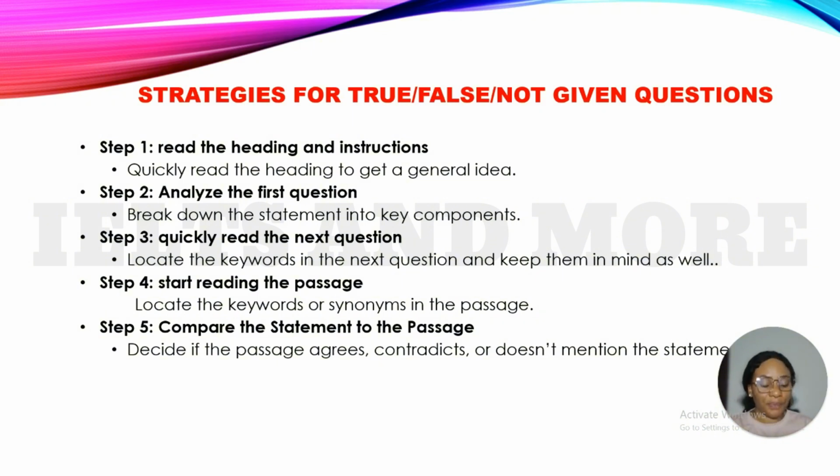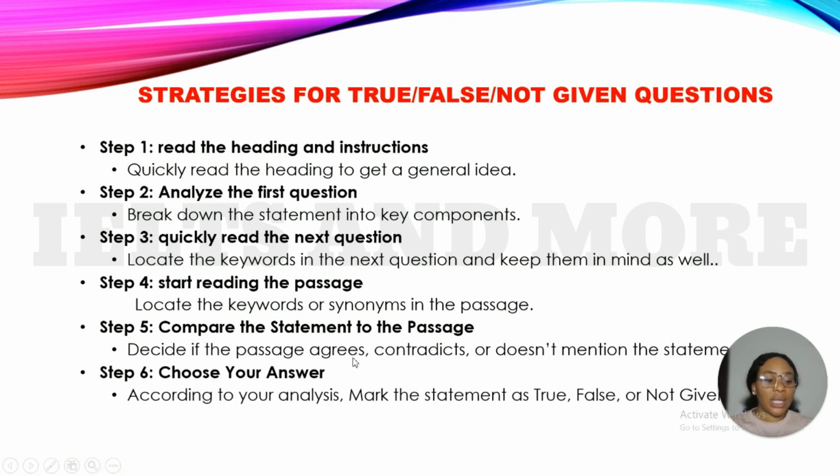Compare to be sure. Because remember I told you sometimes you might think an answer is true just because many of the words in the statement actually correlate with the one in the passage. But by the time you read it carefully, you realize that, oh, there's a little difference, and that will make it false. So always cross-check your answer before you write down your answer. So decide if the passage agrees, contradicts, or doesn't mention the statement. Then step 6, choose your answer. According to your analysis, mark the statement as true, false, or not given. Okay? I hope you understand and I hope you are following.